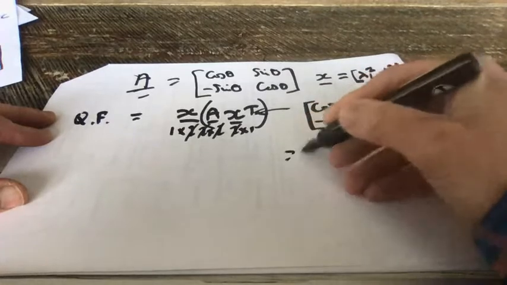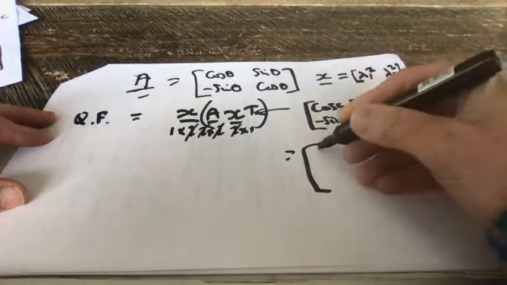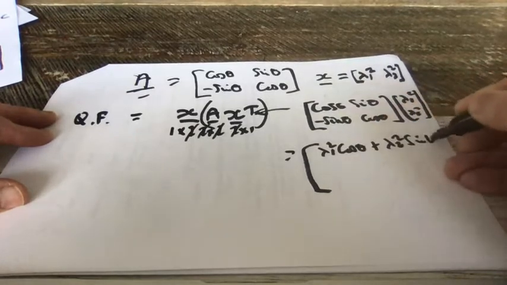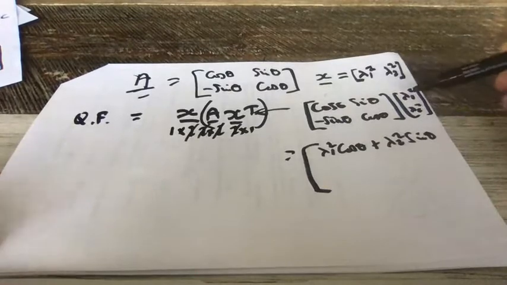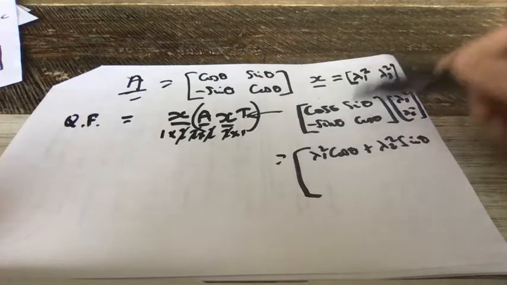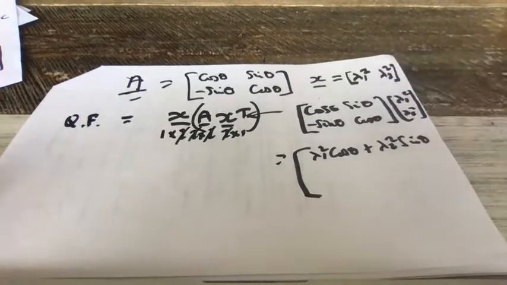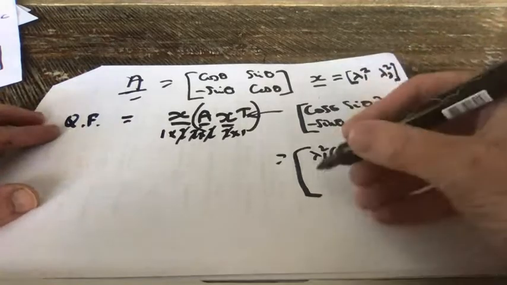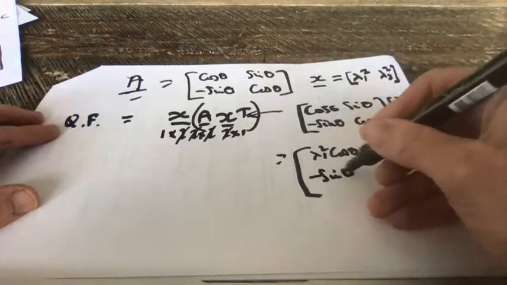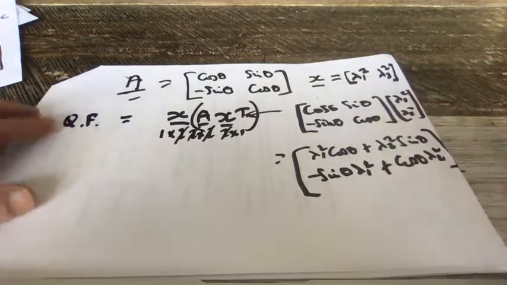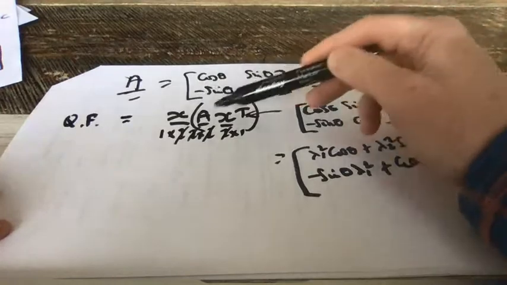And when I do that, I'm going to get cos theta by lambda 1 squared plus lambda 2 squared sine theta. Okay, it doesn't matter what it is. If this was sheep and this was cat, it would be cos theta by sheep plus sine theta by cat. It doesn't matter what the symbols are. This is just a test of your understanding of the mechanics of matrix multiplication. That's all this is. On the second row here, you get minus sine theta, lambda 1 squared, plus cos theta, lambda 2 squared. Okay? So that's a x transpose.